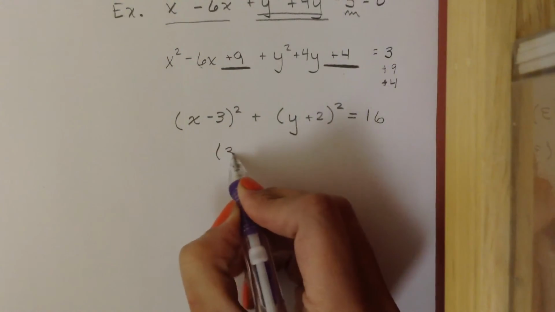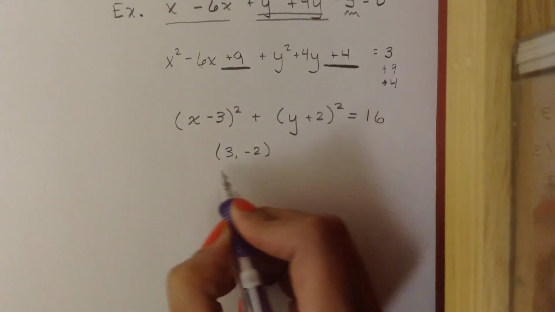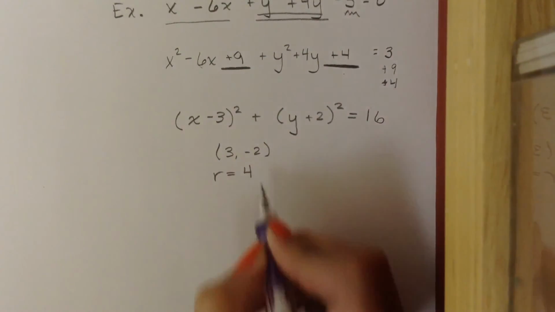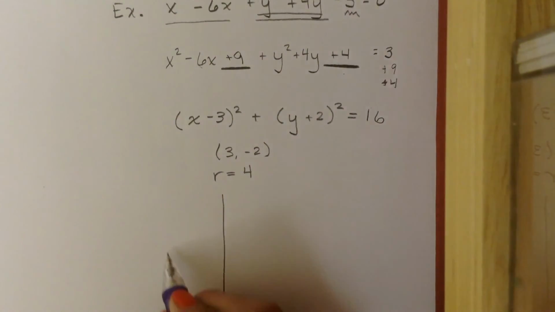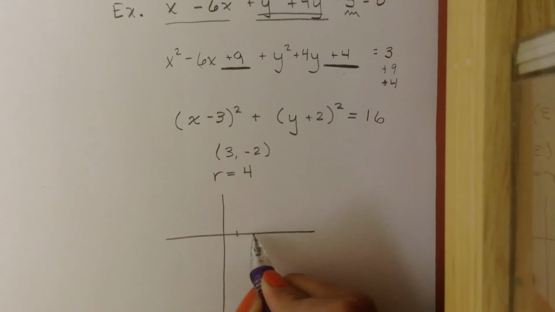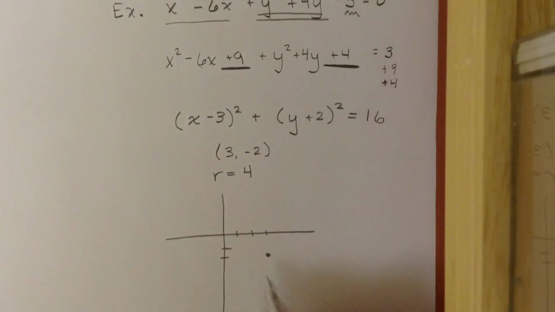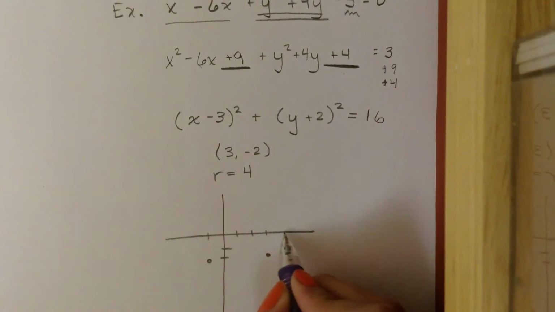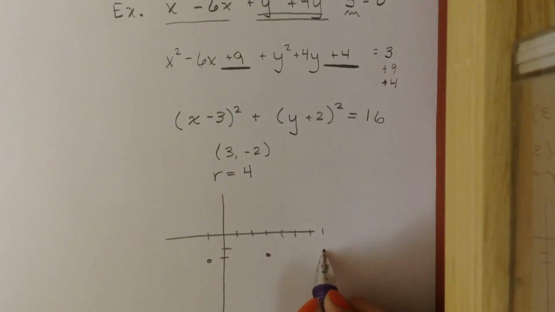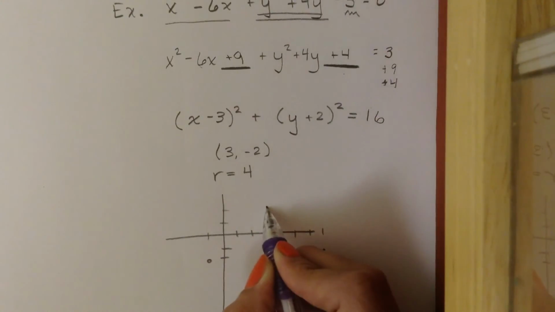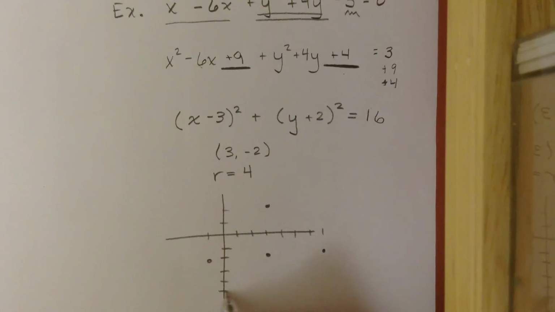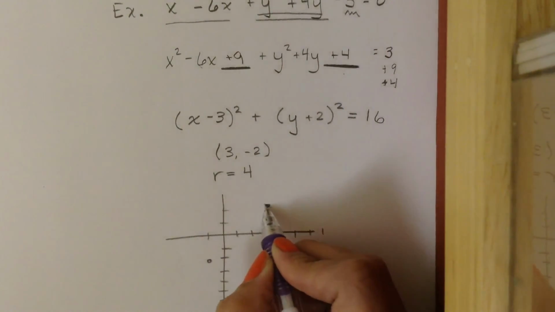Our center is (3, negative 2). Our radius is 4. So at 3, down 2, 1, 2, 3, down 2 is our center. And from there we're going to go 4 in each direction, and connect with our circle.